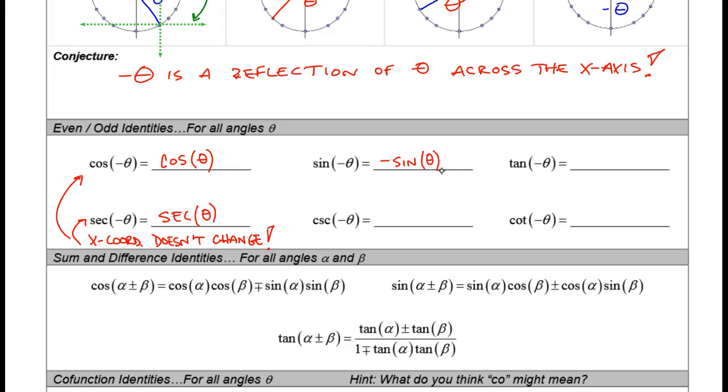And that relationship is going to hold for the rest of these trig functions. Same is true for cosecant, tangent, and cotangent. And here the reason for all 4 of these changing the way they do is because the y-coordinate does change.